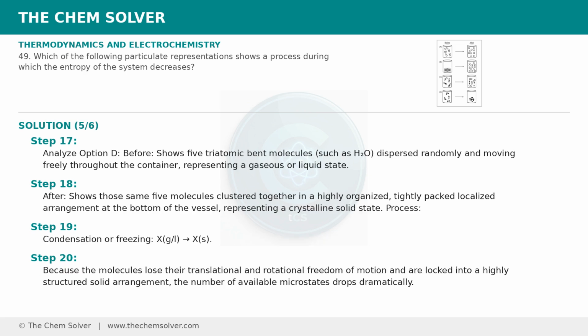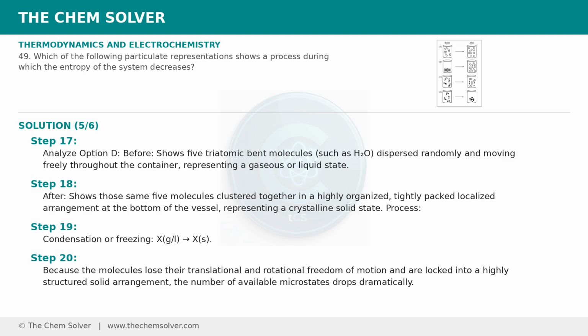Analyze option D. Before shows 5 triatomic bent molecules, such as H2O, dispersed randomly and moving freely throughout the container, representing a gaseous or liquid state. After shows those same 5 molecules clustered together in a highly organized, tightly packed localized arrangement at the bottom of the vessel, representing a crystalline solid state. Process, condensation or freezing, X, G/L, gives X.